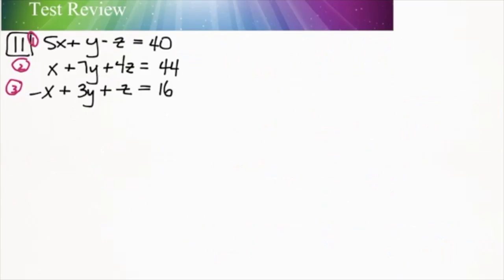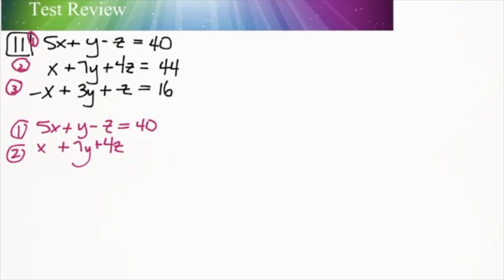Okay, let's try it again. Remember that I have 3 equations, so I'm going to number them 1, 2, and 3. It does not matter which ones you do. You can do any combination of the 2 equations that you pick. So in this case, I picked 1 and 2. So 5x plus y minus z equals 40. I'm going to go ahead and write them down here.